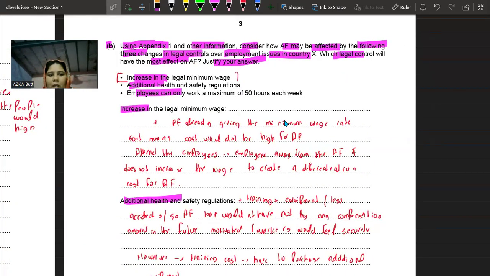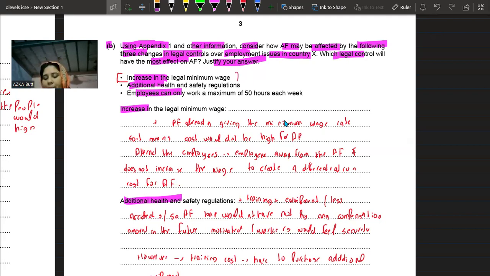the B part. So in this question, we have to see that if there is an increase in the legal minimum wage, if this regulation is there, how can this affect the AF? So first of all, maybe this would not be affecting. How? Because the AF is already paying above the minimum wage. So it means that maybe it would not cost AF a lot. And the second thing can be that if he is going to increase the wage rate, again this would be a kind of motivating thing for your employees.